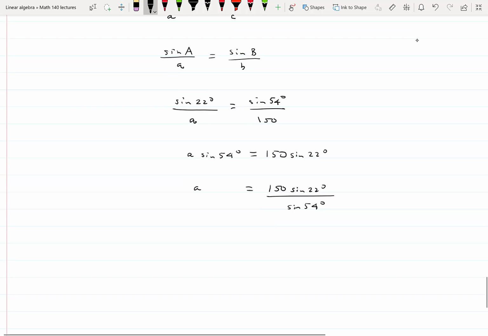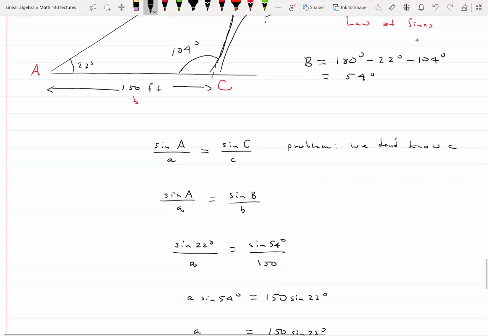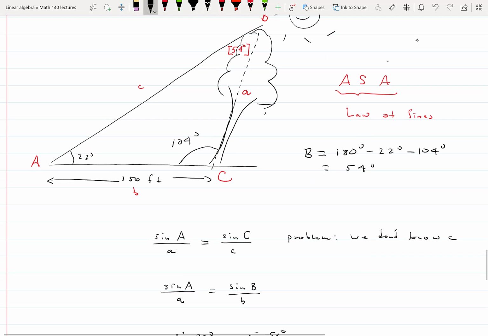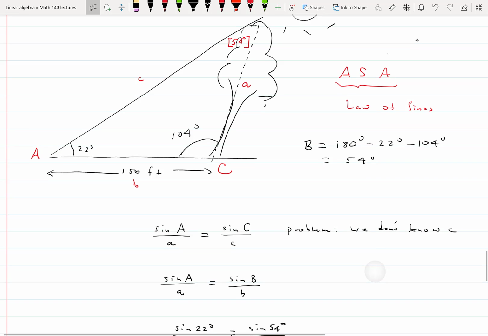And we simply put this into our calculator. If you put this in your calculator, make sure your calculator's in the degree mode. You get a is about 69.5 feet. So there's 69.5 feet of lumber in this tree. That's not the height of the tree. That's not the distance from the ground up to the tree. That would be a vertical distance. Okay, it's actually the length of this tree.